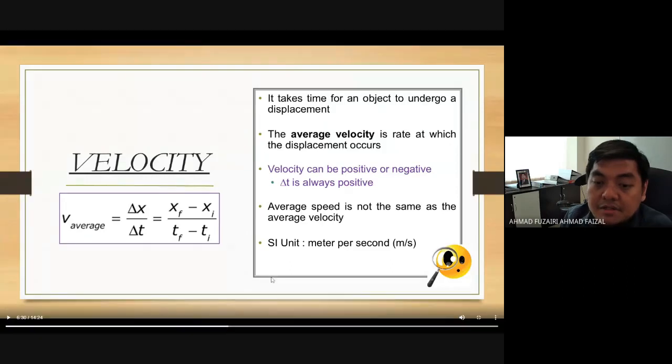Okay. Average speed is not the same as average velocity, definitely. Velocity can be positive or negative, and delta t is always positive. The SI unit for velocity and also speed is meter per second.